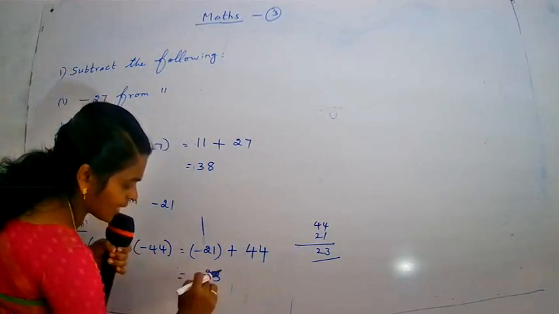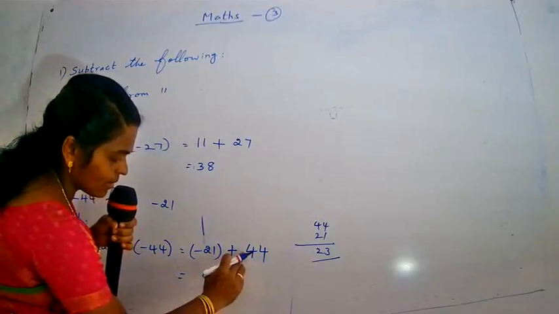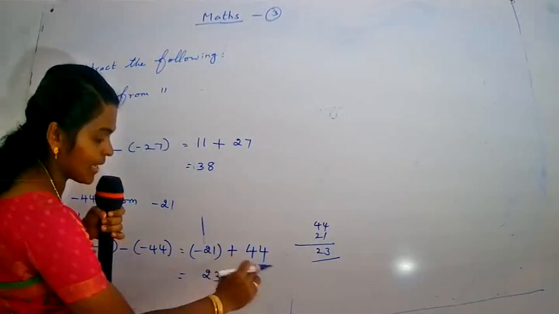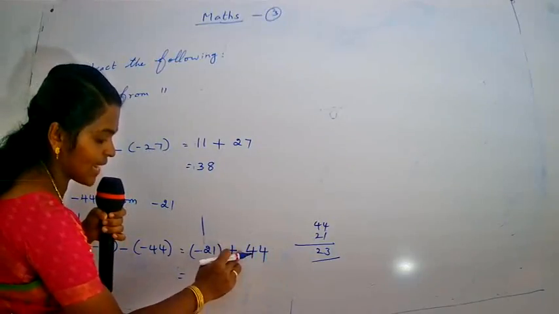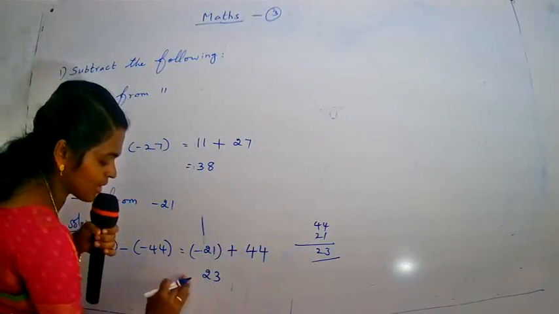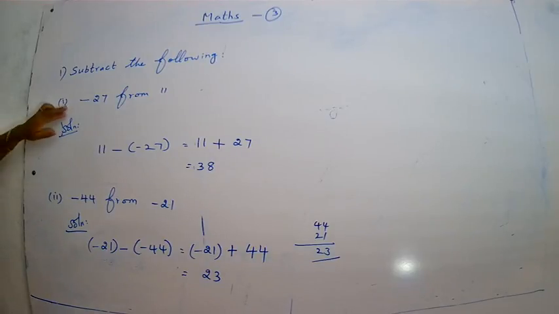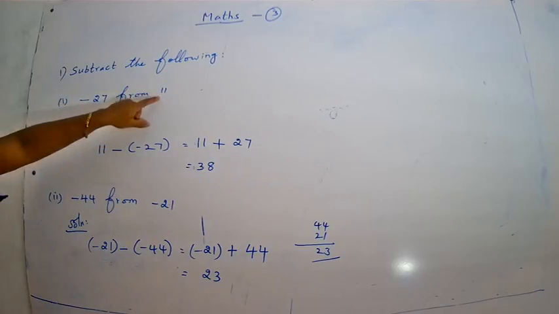So what sign is 23? Positive. Why? The sign is the greater number's sign. Here the greater number is 44. The sign is positive. So that's why your answer is also positive 23, plus 23. Okay children? Now clear? Yes. Again one more time I will explain. Okay, listen. First question, minus 27 from 11.